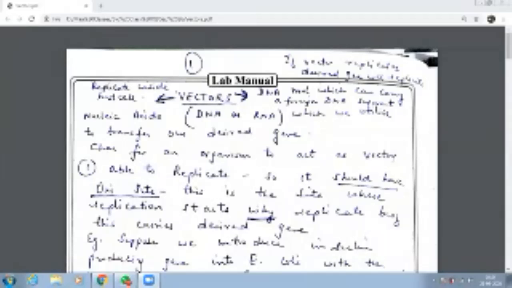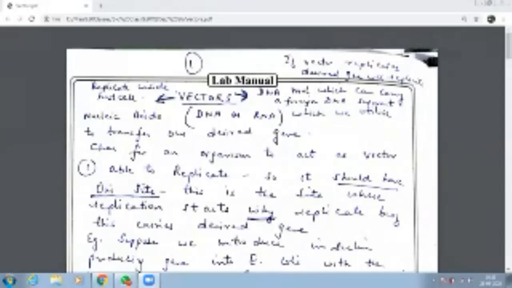See on the screen the first quality. Please read out loudly what is the first quality. Able to replicate. It should be able to replicate. Now, able to replicate का मतलब it should have this ORI site, because ORI site is the site जहाँ पे replication start होती है. Is it okay? So obviously, if we wanted to replicate, तो उसके अंदर which site should be present? ORI site should be present.